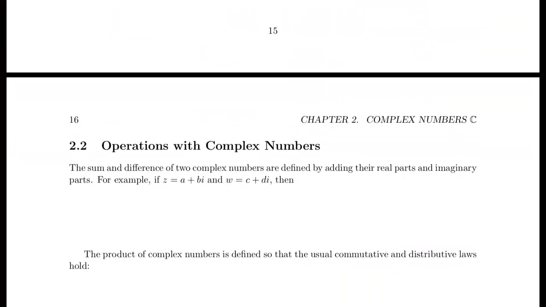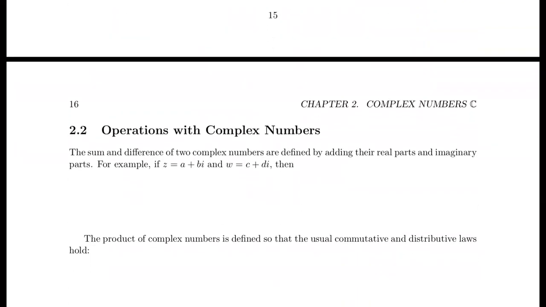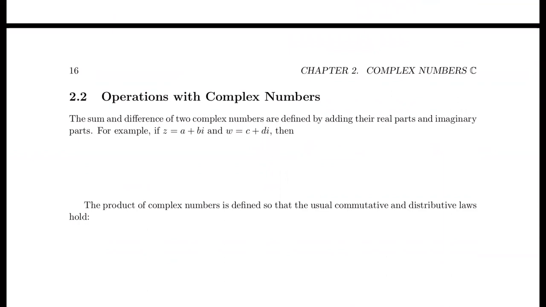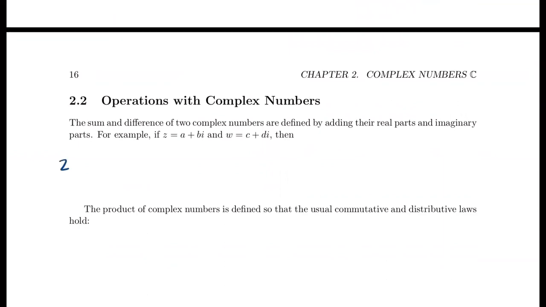So let's have a look at some operations with complex numbers. The sum and difference of two complex numbers are defined by adding their real parts together and their imaginary parts together. So if we let z be a plus bi and w be c plus di, then we would have z plus or minus w. First of all, we substitute a plus bi plus or minus c plus di.